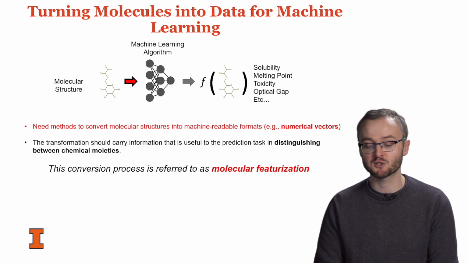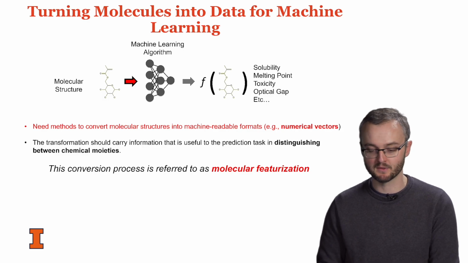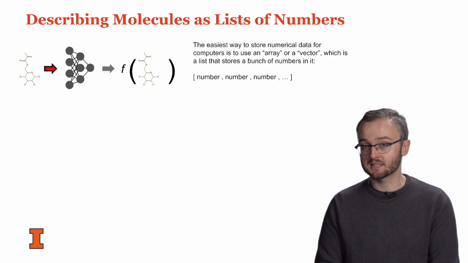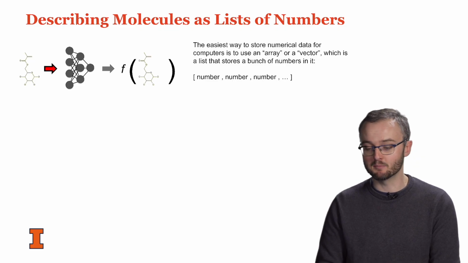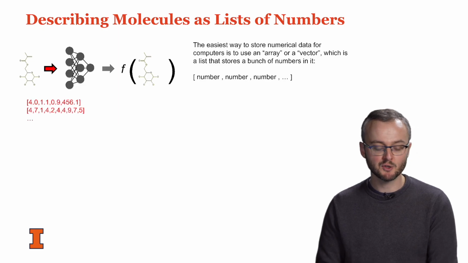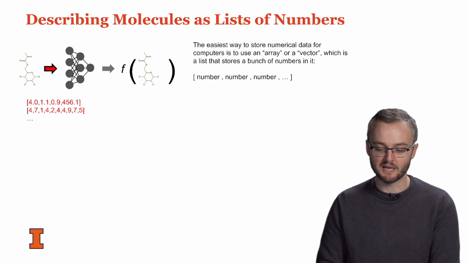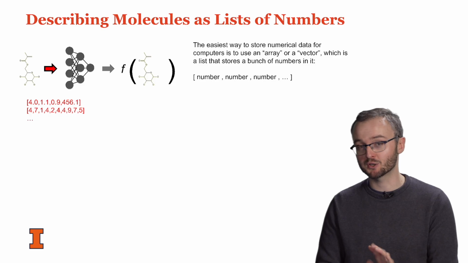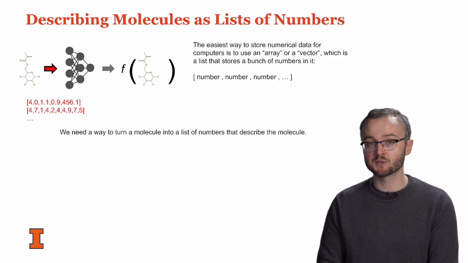But molecular featurization just means how you turn a molecular structure into numerical data that a machine learning algorithm can use. So the easiest way to do this is to describe your molecule by a list of numbers. You usually refer to this list of numbers as an array or a vector. And all that means is that it's a list that stores a bunch of numbers in it. So if I have this molecule, at the end of the day, I'd like to have a list of numbers, for example, some random numbers I drew here, that characterizes that molecule hopefully uniquely. And so the question is, how do I generate a list of numbers for a given molecule?